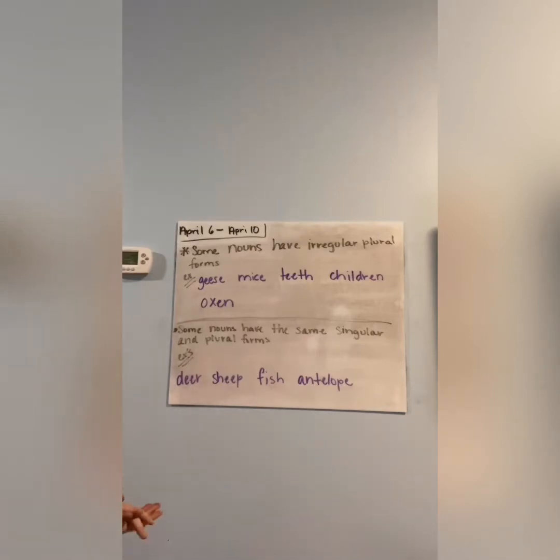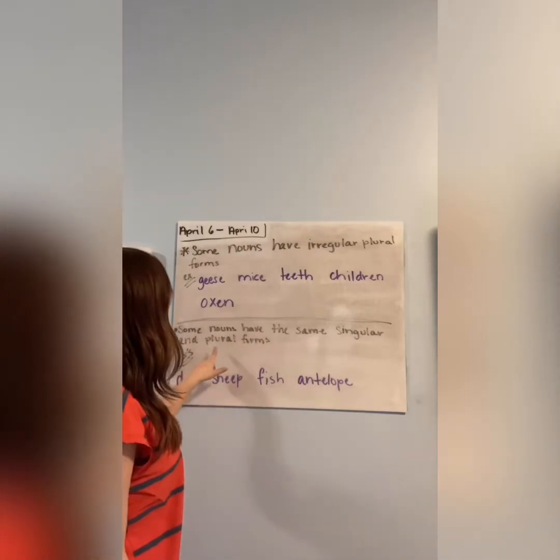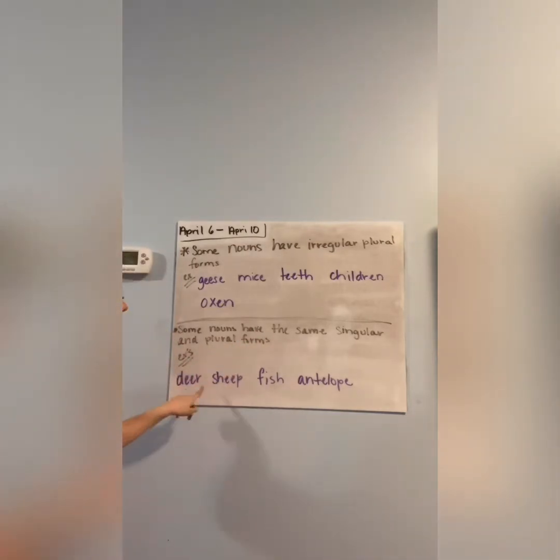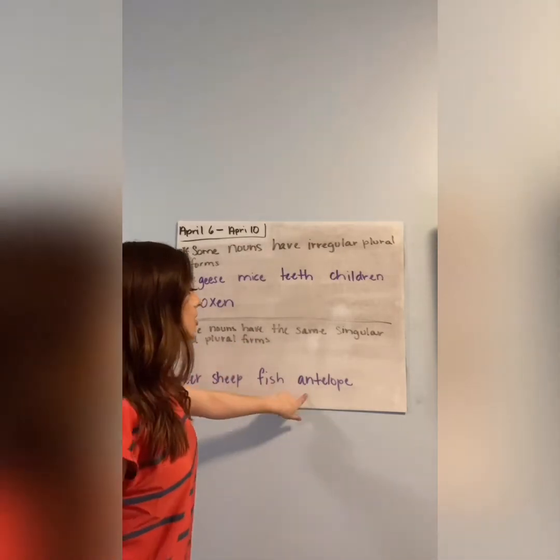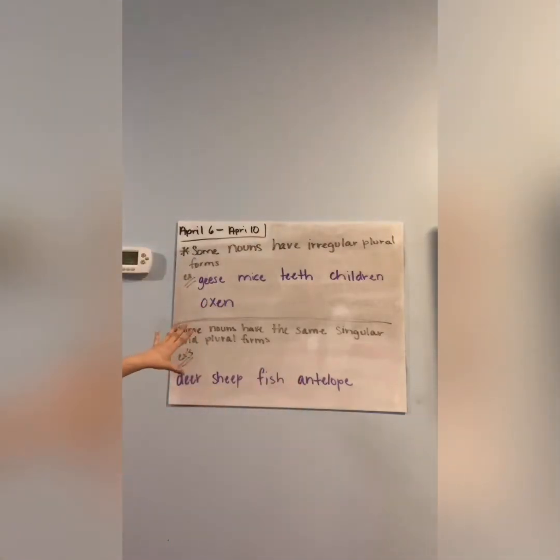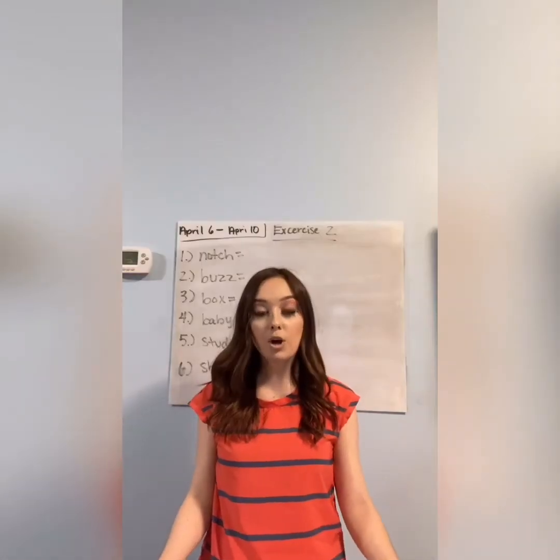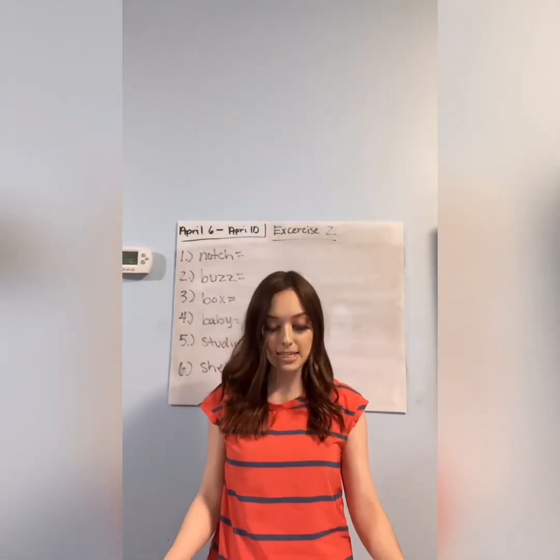to memorize. And then you also have some nouns that have the same singular and plural forms, such as deer, sheep, fish, and antelope. So again, in these cases, for irregular plural forms, those are just things that you're gonna have to memorize. Okay, so go ahead and turn to the back of lesson 94.